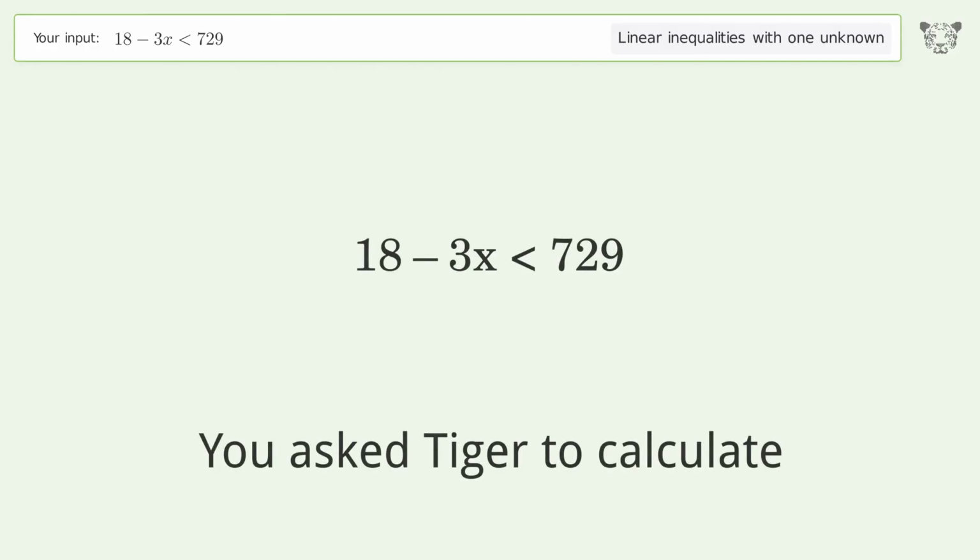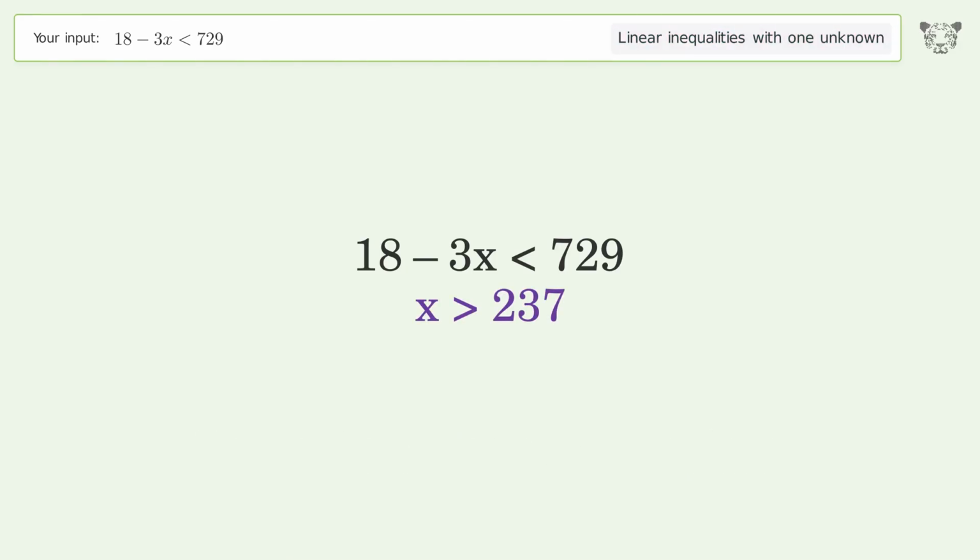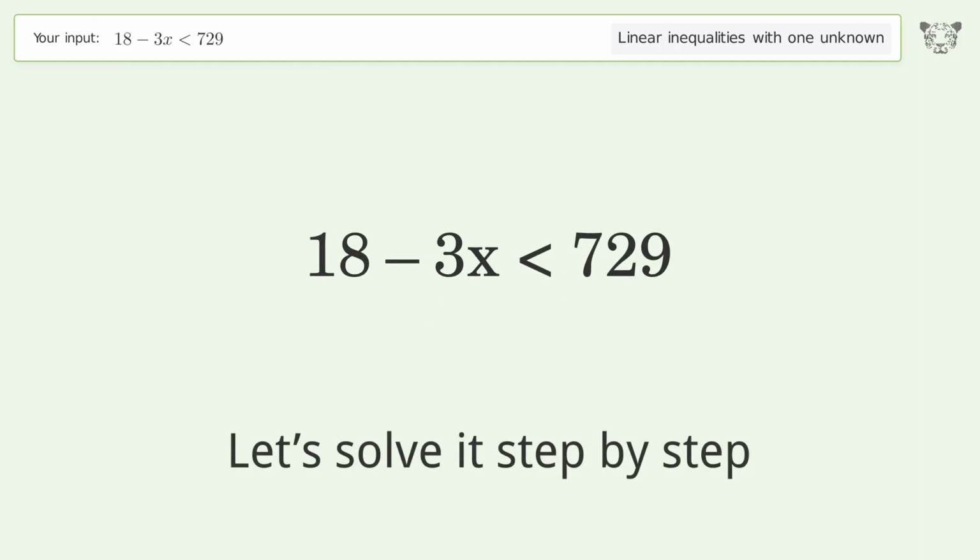You ask Tiger to calculate. This deals with linear inequalities with one unknown. The final result is x greater than negative 237. Let's solve it step by step.